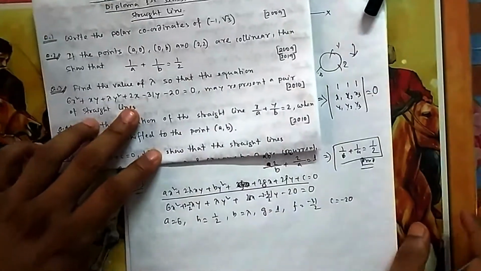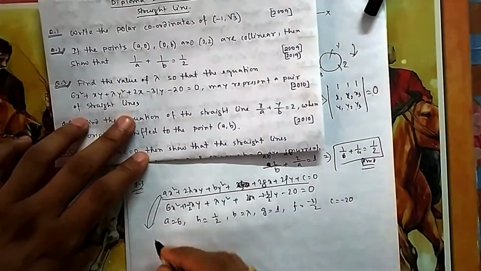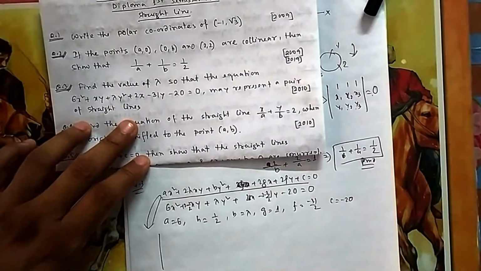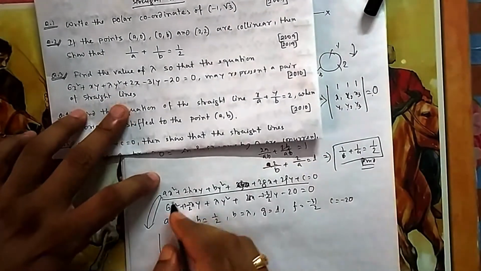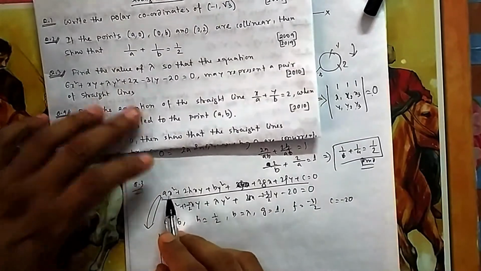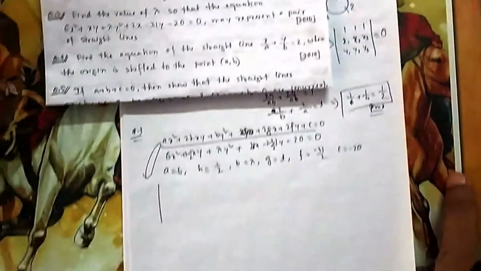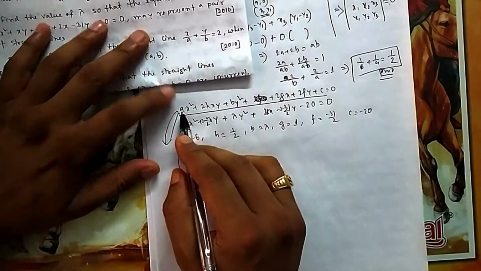Once you know all these things, then there is a condition for this to represent a pair of straight lines. I am writing it in determinant format. If you know determinant, then you can apply it. So determinant is easy to remember, because first we write the coefficients of x. What are the coefficients of x?